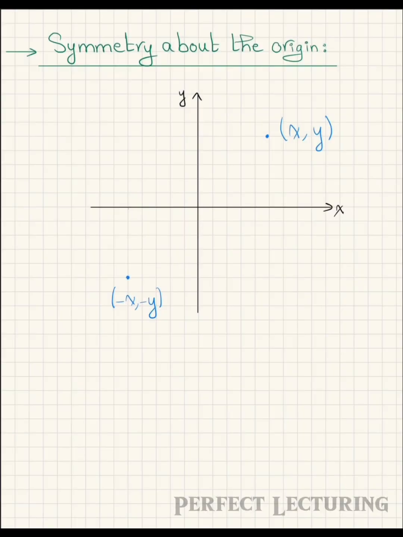The third case is the symmetry about the origin. In this case, both x and y are opposite. And the origin, which is the point of intersection of the two axes, is the midpoint. So whenever we have symmetry about the origin, we will always end up having the origin as the midpoint.